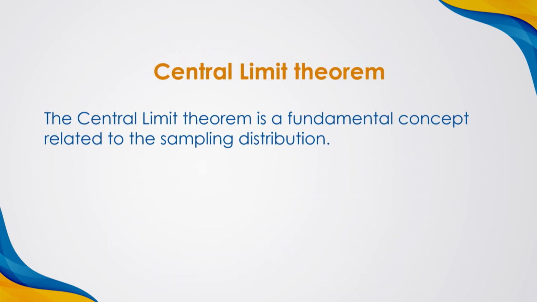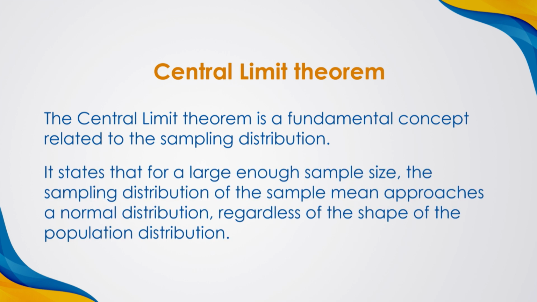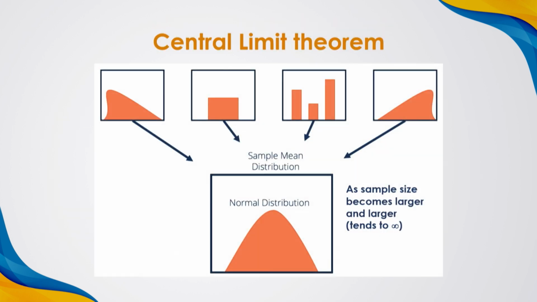Central limit theorem. The central limit theorem is a fundamental concept related to the sampling distribution. It states that for a large enough sample size, the sampling distribution of the sample mean approaches a normal distribution regardless of the shape of the population distribution. From this figure, we have different types of sampling distributions. When the sample size increases, that is, tends to infinity, all the sampling distributions become a normal distribution.